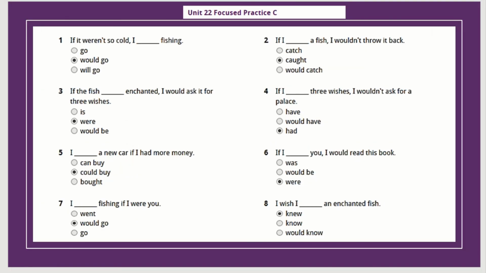And the last one is part C, unit 22, part C, right? Here you have the options, and if it weren't so cold, I would go fishing. Remember, the would is used in my result, okay? Always. So if, past tense, would.